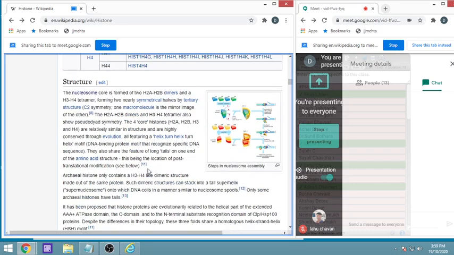Okay, so these are the structures, and as we have seen earlier, they are making dimers. H2A, H2B are a dimer, and H3 and H4 are a dimer, and together H2A, H2B, H2A, H2B, H3 and H4, a total of 4, are causing a tetramer. So they are causing nearly 2 symmetrical halves. So we have seen these symmetrical halves.